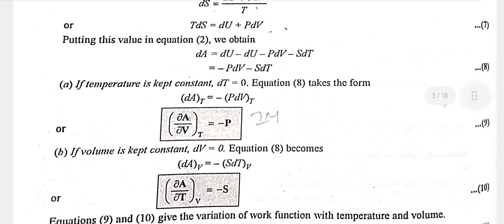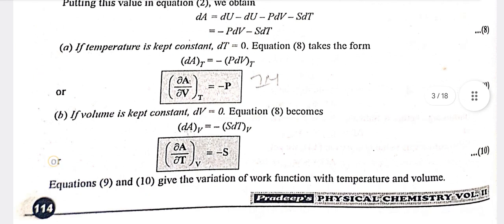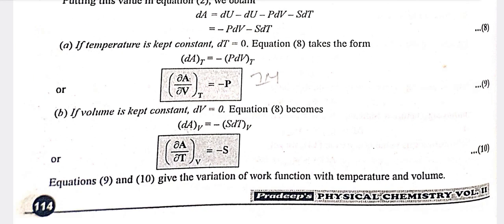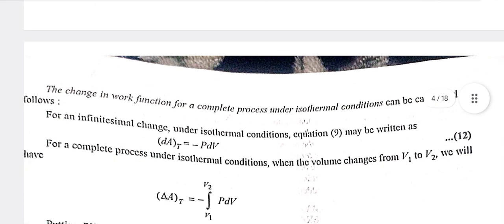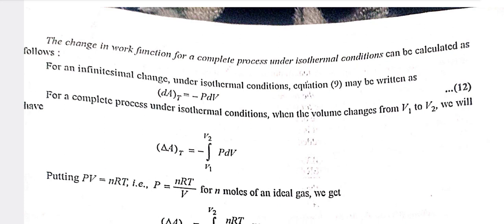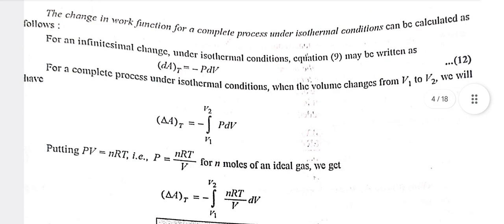If temperature is kept constant, then del A by del V is minus P. If volume is kept constant, then del A by del T is equal to minus S. The change in work function for a complete process under isothermal conditions can be calculated as follows. For an infinitesimal change under isothermal conditions, the equation may be written as dA is equal to minus PdV.